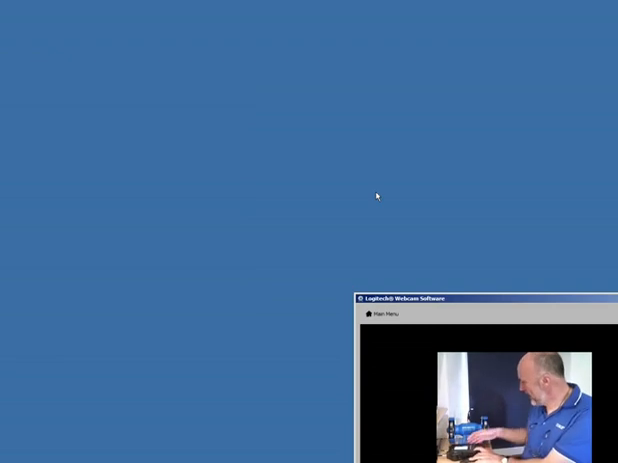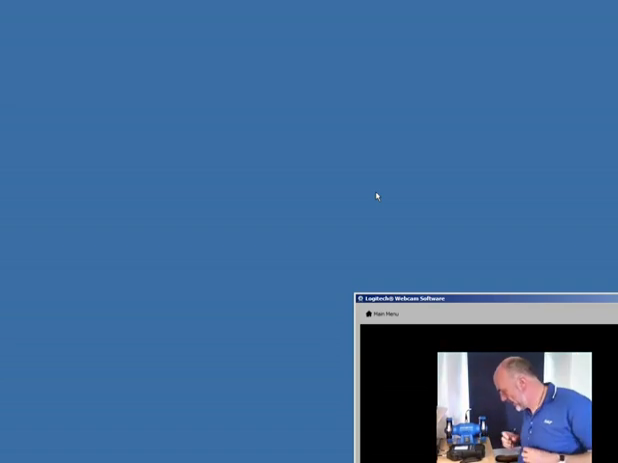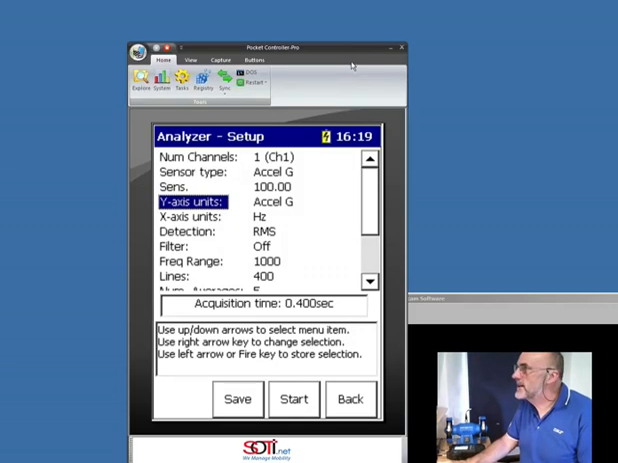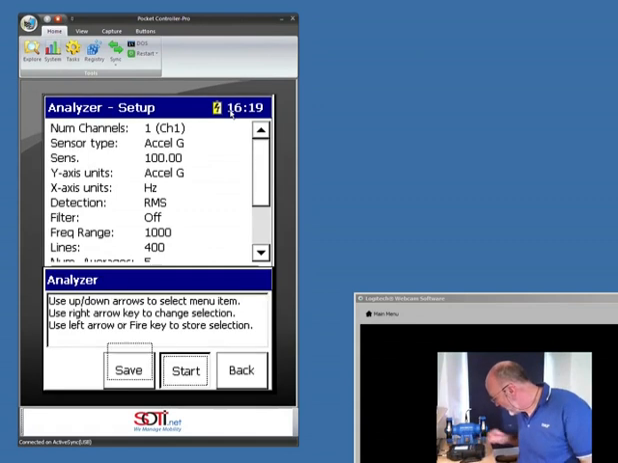I have an instrument here. I have my sensor sitting on top of my machine, but my machine is not running. The machine is stationary. And I'm just going to take a vibration measurement. Don't worry about the buttons. All we're interested in is the display. So I'm going to press start to make it do a measurement.